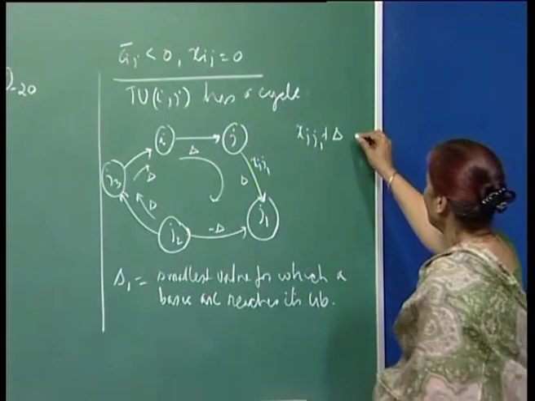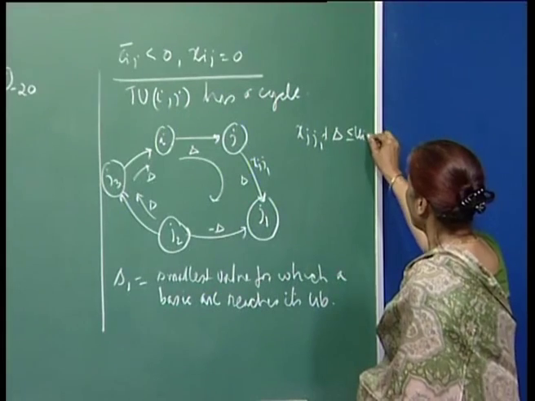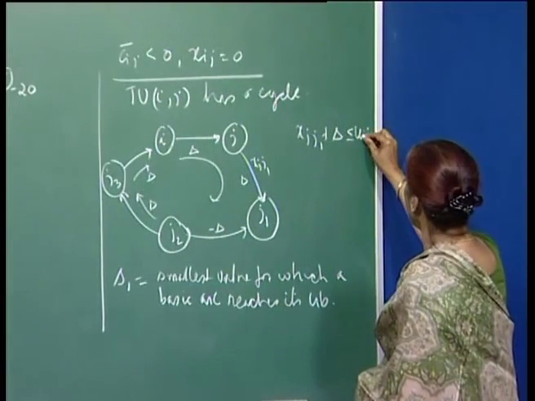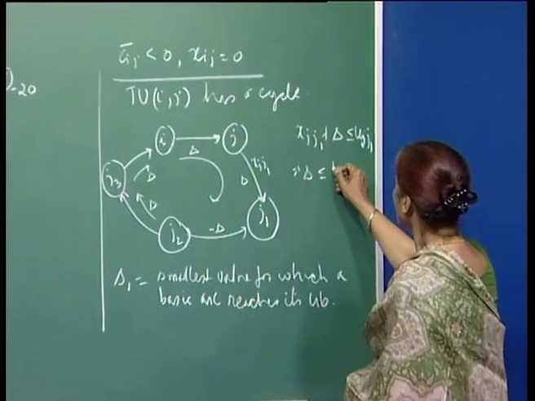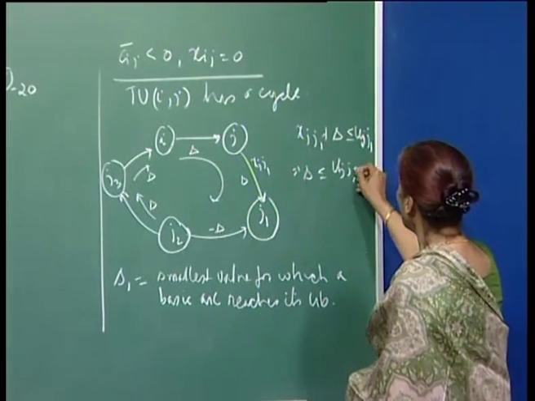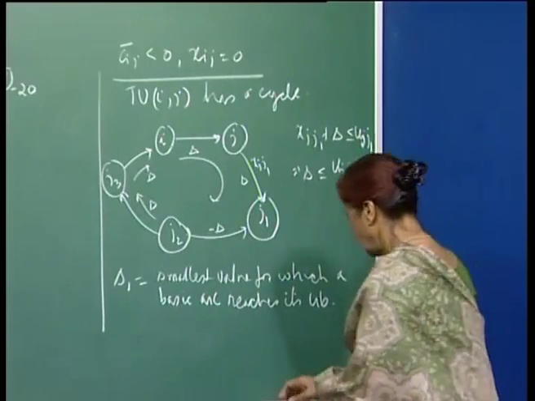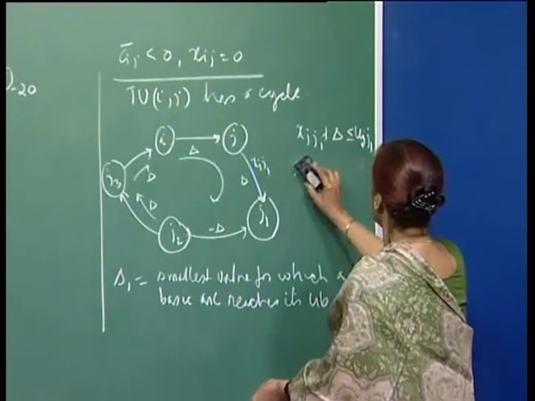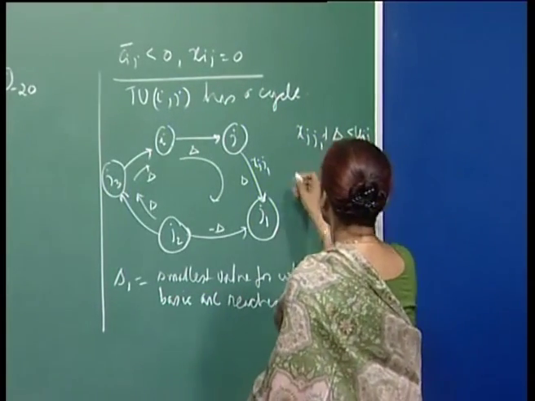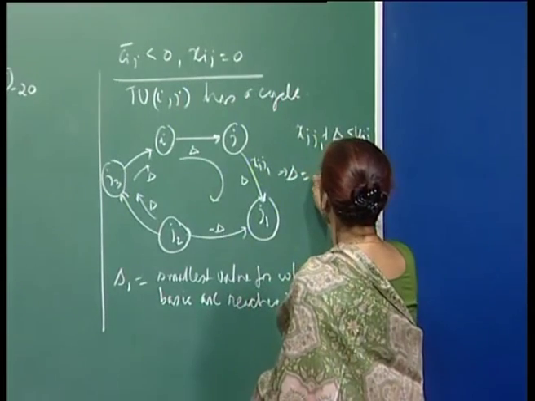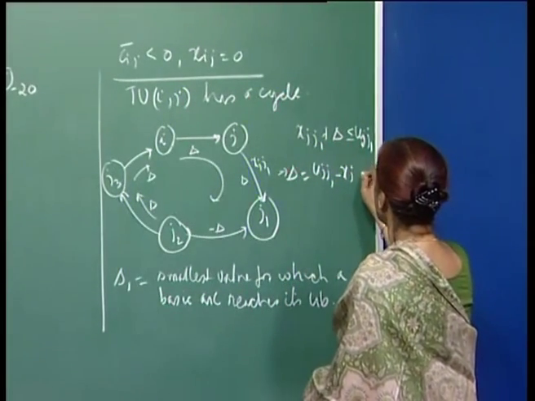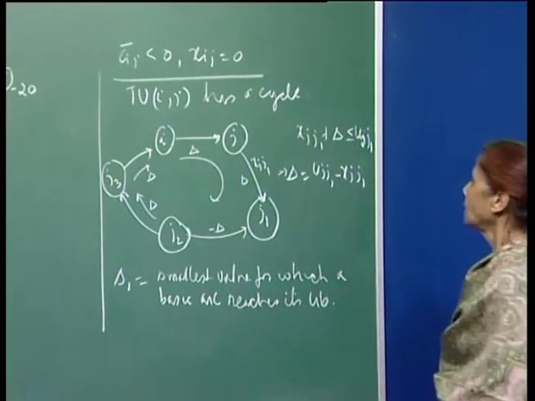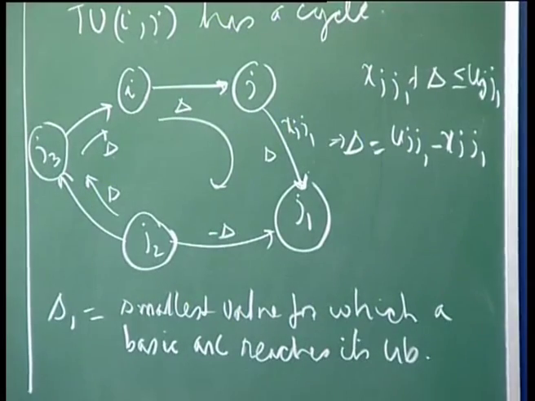So that means you are going to say that this is u_j j1. Which implies that delta is less than or equal to u_j j1 minus, or let me write it properly here, okay, which implies that delta is u_j j1 minus x_j j1, right. Delta is this, so less than or equal to.